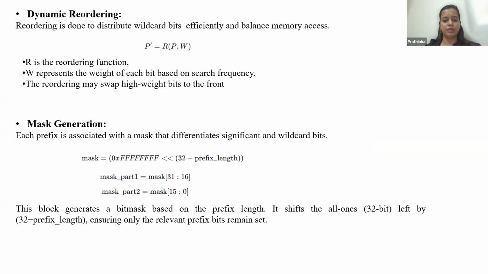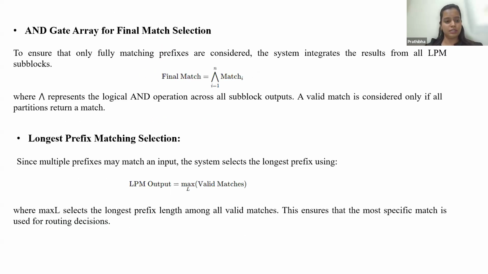Then, in the dynamic reordering process, without reordering, the don't care bits will be clustered basically. So memory usage becomes uneven at that time. With dynamic reordering, these wildcard bits are redistributed according to the weights. So the update latency is reduced. Next, I have explained these things.